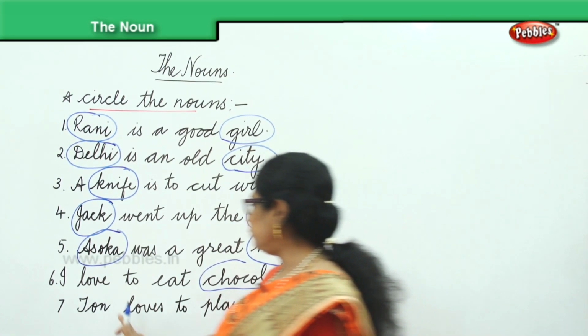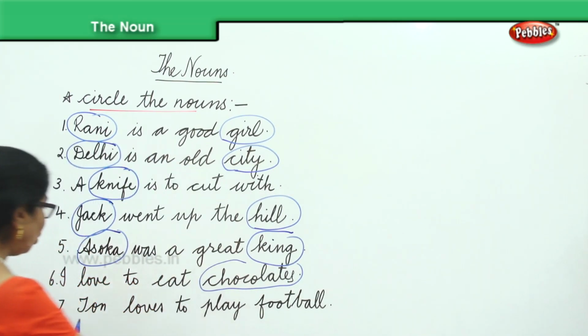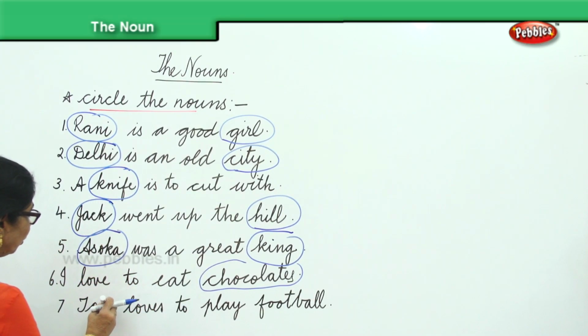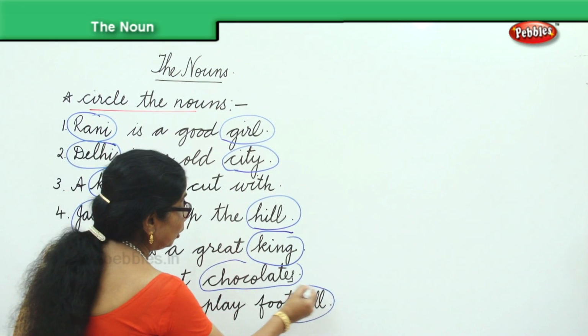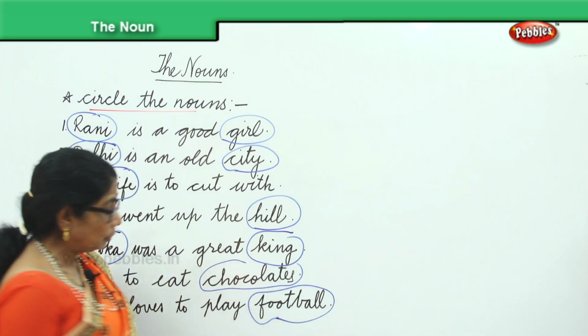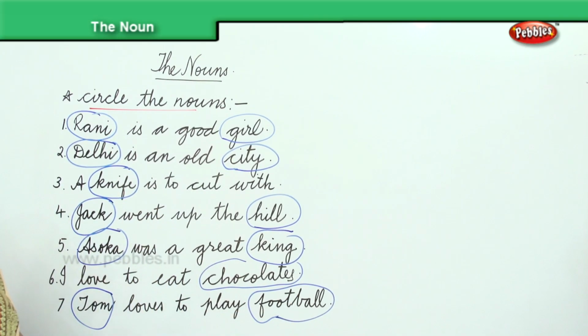Tom loves to play. Tom loves to play football. Tom. Tom is a noun, correct? Good. And football is also a noun. Now, just look at all the nouns we have found in these 7 sentences.